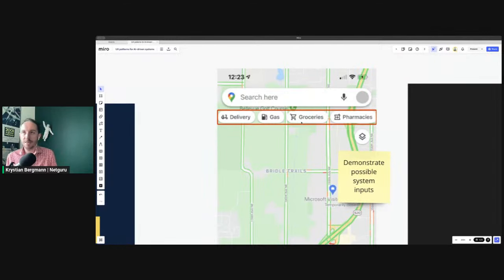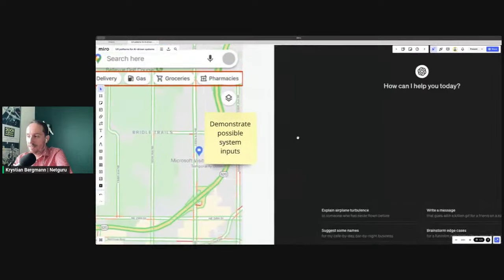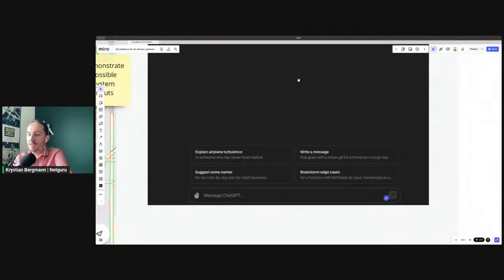In a classical application, usually you have multiple inputs and some outputs, right? Here, you can have infinite amounts of inputs. You can ask anything, which is totally difficult for the user. So what systems are doing, and this is the Google Maps pattern, is demonstrating what the potential inputs are, right? And this is even what ChatGPT is doing, right?